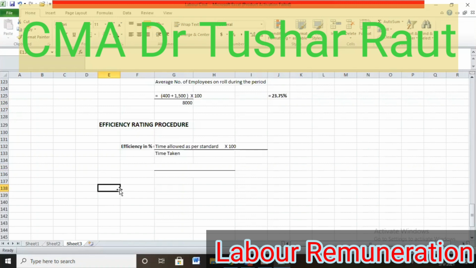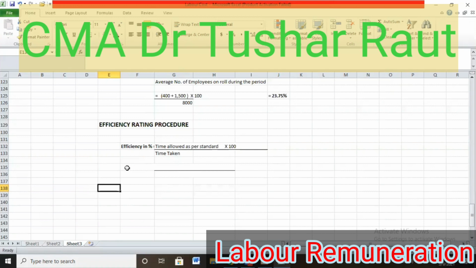The first step is to determine the standard time taken by a worker for performing a particular job or task by using time and motion study or work study techniques. For computing efficiency rating, it is necessary to develop a procedure for recording the output of each worker along with the time taken by him. The efficiency rating of each worker can be computed by using the above mentioned formula. That is, efficiency in percentage is equal to time allowed as per standard upon time taken into 100. So, we need to understand this concept.